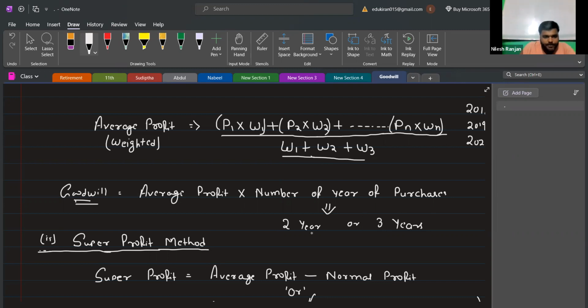It means the business's goodwill value is, let's say the firm is earning 2 lakh per year, and we are able to maintain the profit for 2 years, then goodwill is valued at 4 lakh.